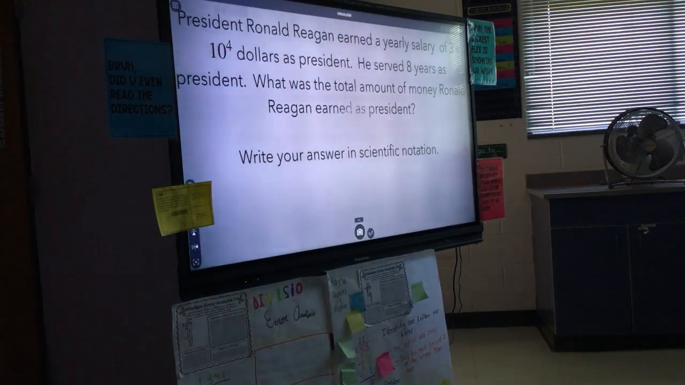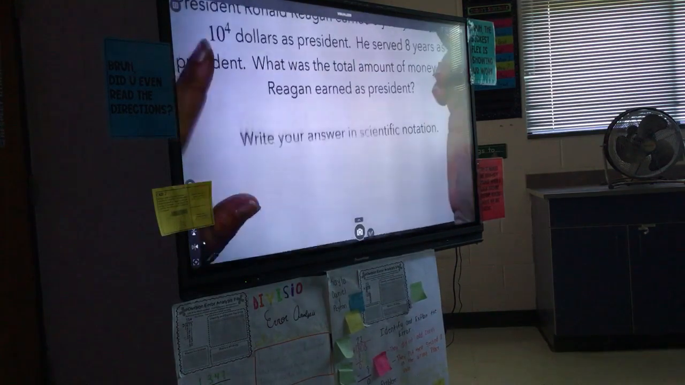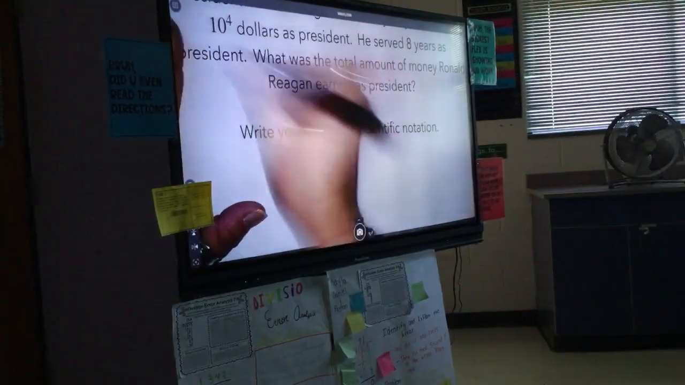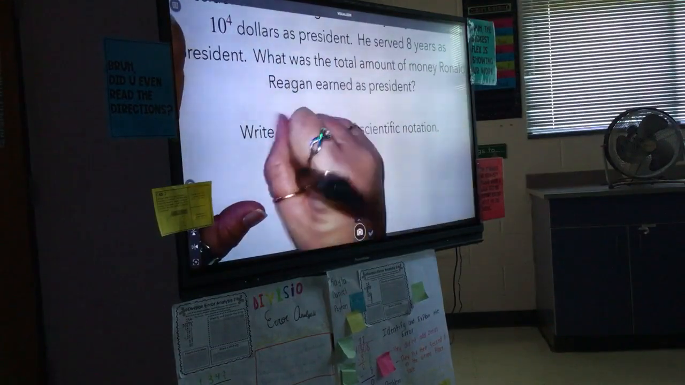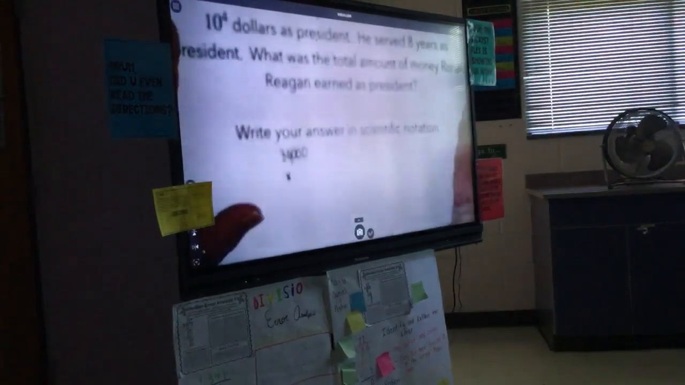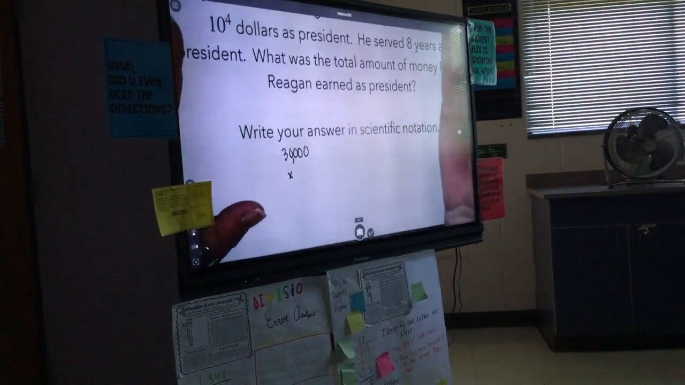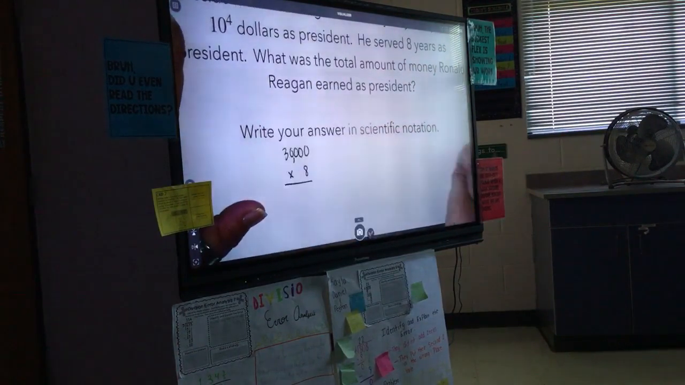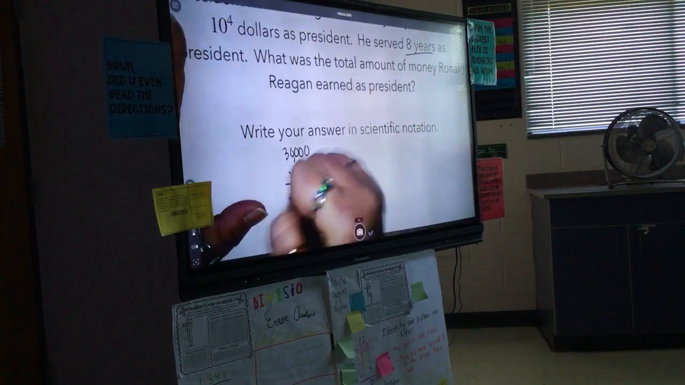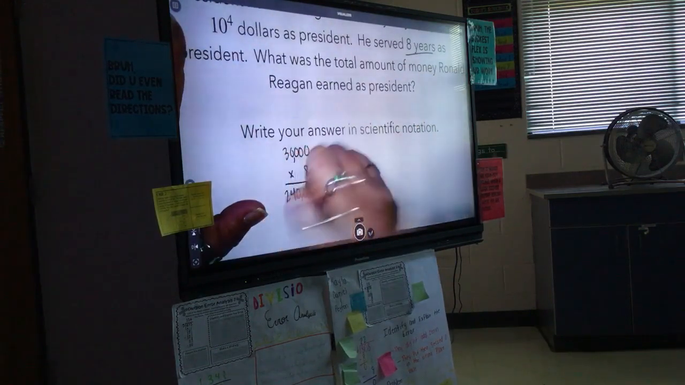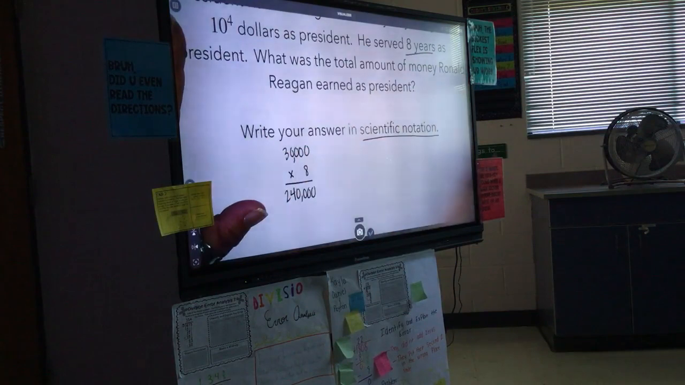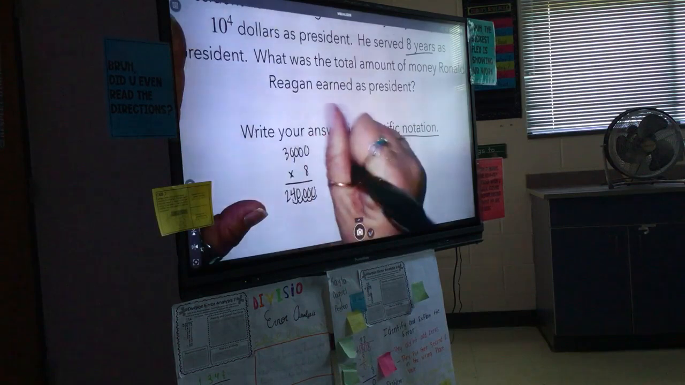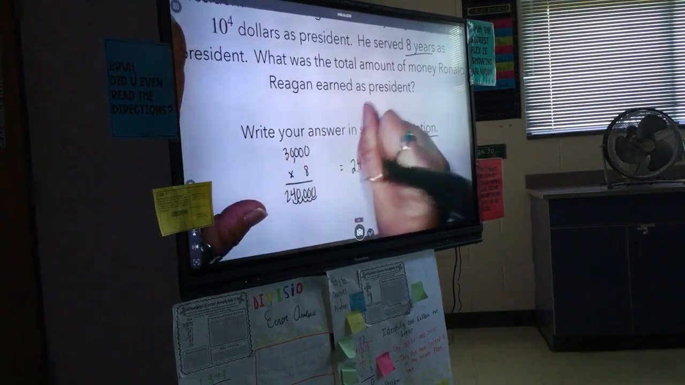Again, lots of different ways that you can solve this. So I just added my 4 zeros on, and then what did I multiply this by? What did I multiply 30 by, or 3 by? Either way. For 8 years, right? So then you end up with 240,000. And then you have to make sure that you write it back in scientific notation. So you go 1, 2, 3, 4, 5. So this becomes 2.4 times 10 to the 5th.